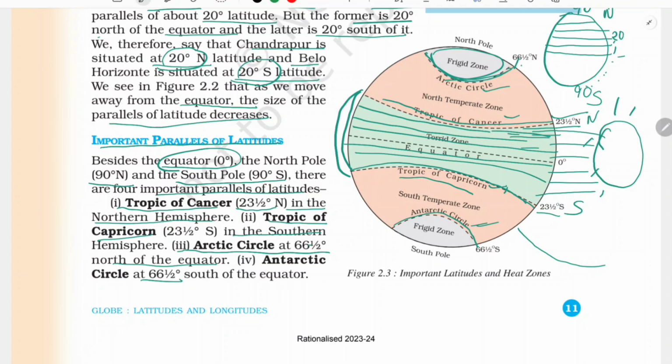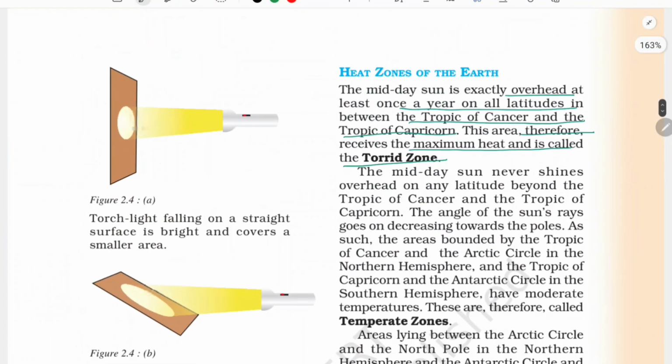So next let us see about the temperate zone. See here you can see north temperate zone and south temperate zone. We'll come back to the diagram again. Let us first read it out. The midday sun never shines overhead on any latitudes beyond the Tropic of Cancer and Tropic of Capricorn, that is in the northern and the southern part. The angle of the sun's rays goes on decreasing towards the poles. As such, the areas bounded by Tropic of Cancer and Arctic Circle in the northern hemisphere and Tropic of Capricorn and Antarctic Circle in the southern hemisphere have moderate temperature. These are therefore called temperate zones.